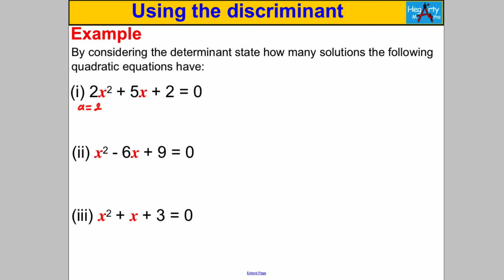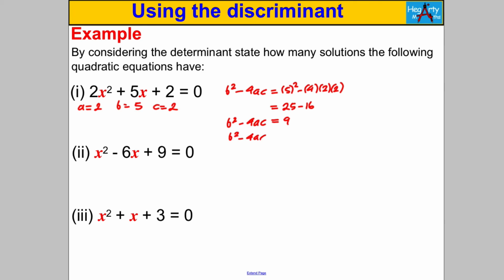Here, a is 2, b is 5, and c is equal to 2. So let's work out b squared subtract 4ac, the discriminant. That's going to equal 5 squared subtract 4 multiplied by 2 multiplied by 2. 5 squared is equal to 25, so this is 25 subtract 4 times 2 is 8 times 2 is equal to 16. So the discriminant here is 9. So b squared subtract 4ac is equal to 9. Therefore you can state b squared subtract 4ac is a positive number, it's bigger than 0.